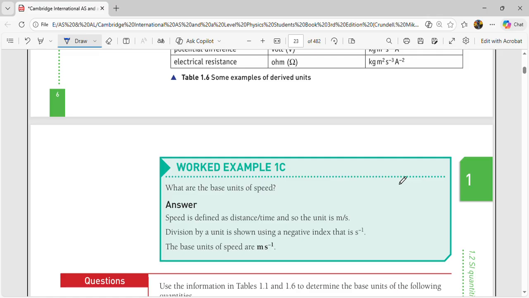For example, speed is easy. This is just one step. Speed is total distance over time. Distance is a base quantity because it's basically length, and time is also a base quantity, so it's a quotient of distance and time, which is meter per second.